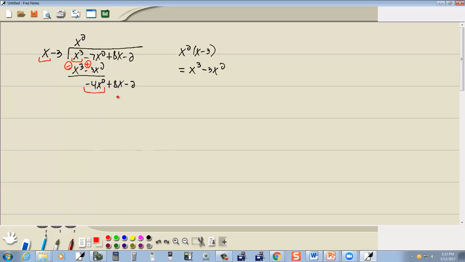We look at the first term of each, decide what goes up on top. You ask yourself what times x gives you negative 4x squared, and that'd be negative 4x. Now whatever we put up on top, we're going to multiply by what's out in front. So we're going to take negative 4x times x minus 3. Negative 4x times x is negative 4x squared. Negative 4x times negative 3 is a positive 12x.